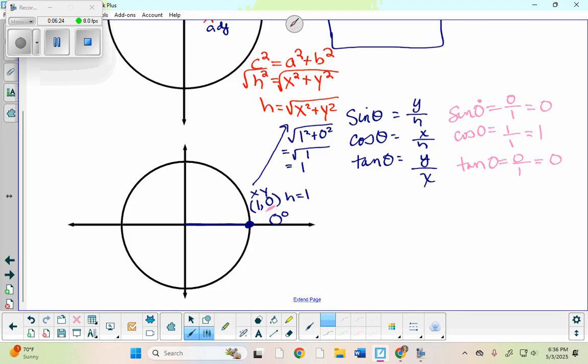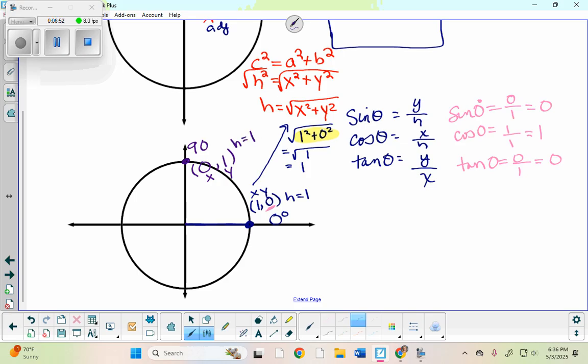Now, let's take a look at our 90-degree angle. So we'll put a point right here, and the location would be over 0, up 1. So this is your x, this is your y. So again, we have 0 and 1. If we put 0 and 1 into this formula right here, it's going to be the same answer. So your h would equal 1.